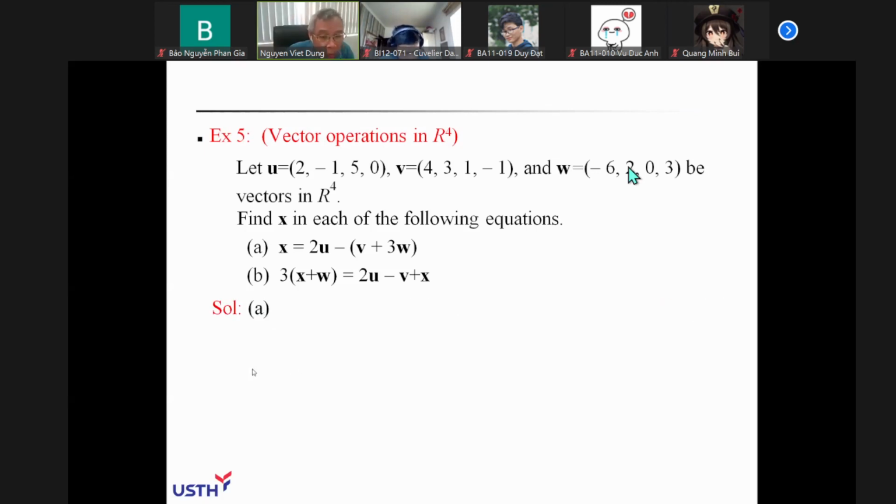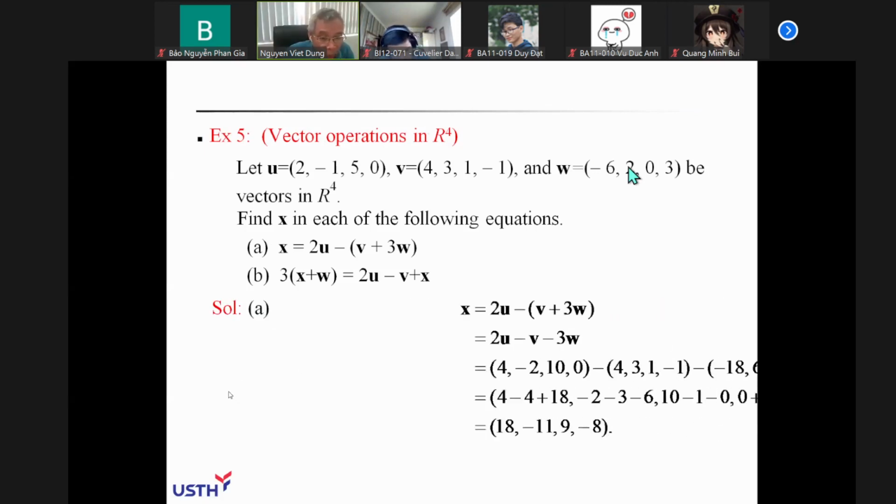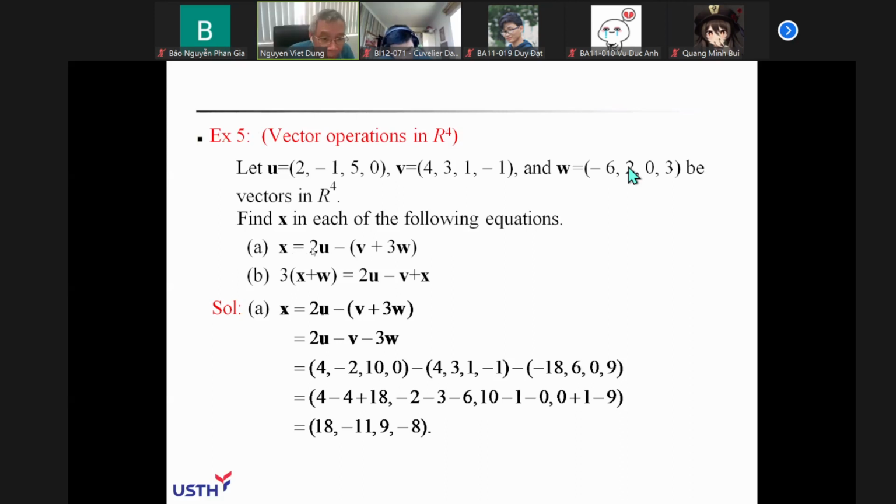The solution for the first one is as follows. Because x equals u minus v plus cw. So we substitute u in here, v in here, and cw in here. You get that one. And everything is very simple for you. So finally you get the result x is here.